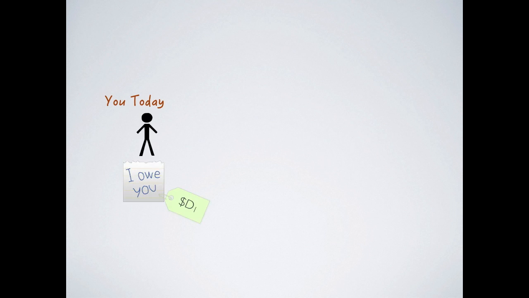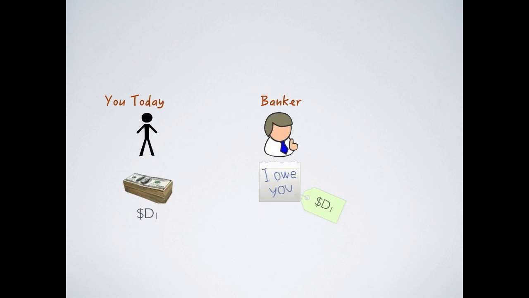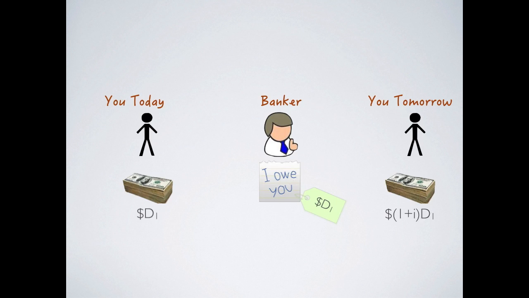So if the household wants to spend D1, it can issue an IOU or use its cash. In this case, if the household issues an IOU, it can find a banker who has the D1 that it wants and exchange the IOU of D1 for the real cash from the banker. Then tomorrow, the banker will look for you and ask you to pay back not only D1, but D1 times 1 plus I, because the banker will require some interest payment.